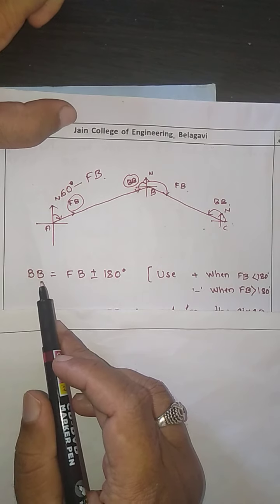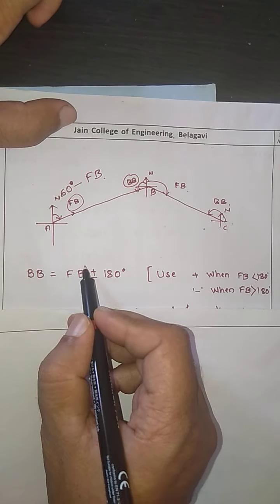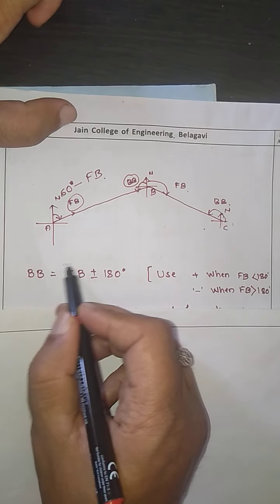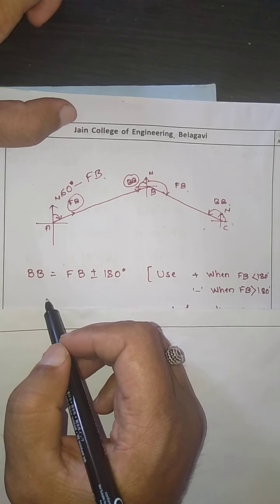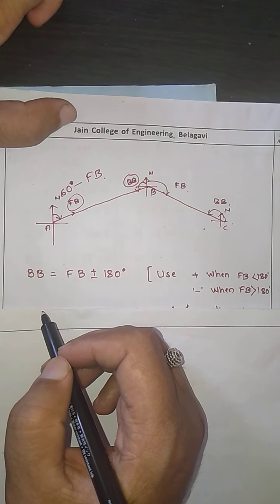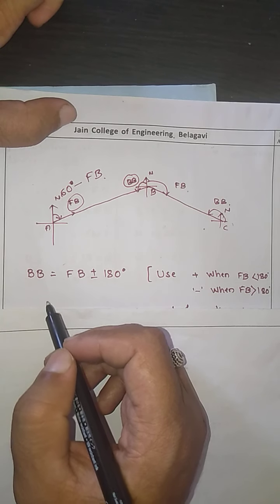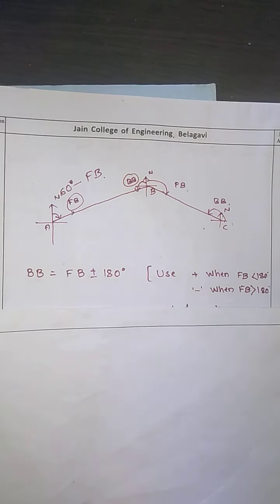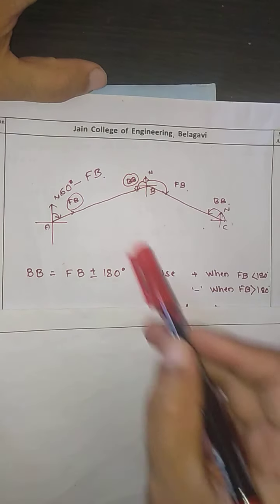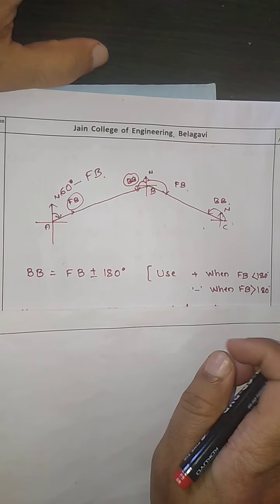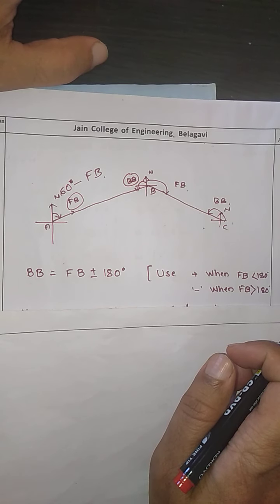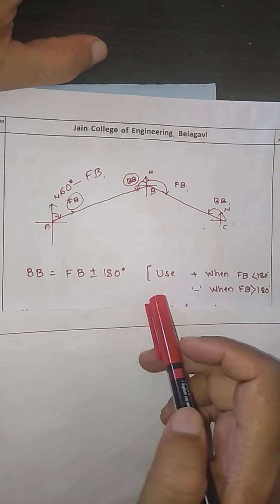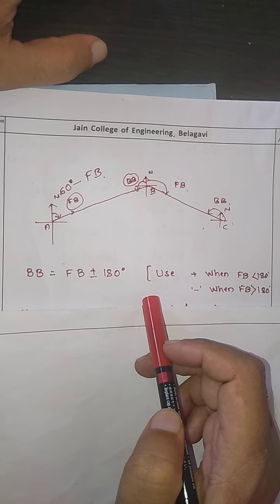Now, in order to calculate the back bearing if you know the forebearing, in the problems they will ask you to determine the back bearing from the given forebearing reading. This is normally how the problem will be asked in your examination. In that case, you will use this formula: back bearing is equal to forebearing plus or minus 180 degrees.